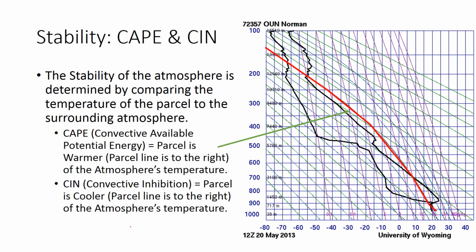Okay, the last thing I want to talk about in this particular investigation is the concept of stability. And when talking about stability, there's actually two types of sections of the atmosphere that I need to talk about. And they're called CAPE and CIN.